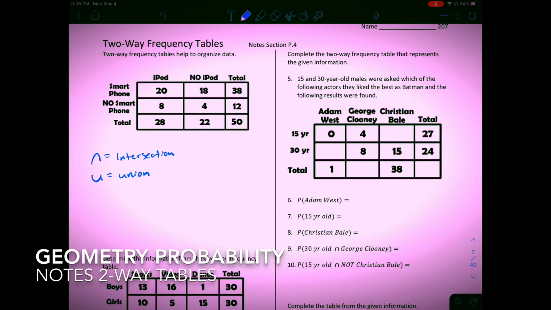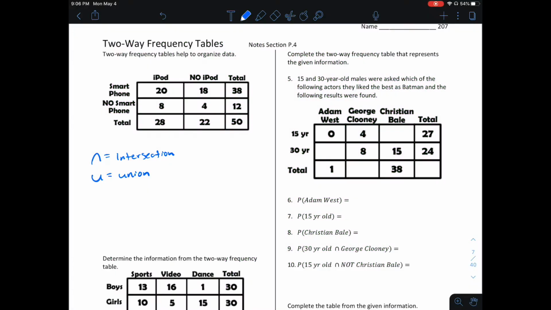This is our fourth section of probability. We're looking at two-way tables. A couple terms that I briefly mentioned, one of these and not the other: the intersection and union. This is a symbol for intersection. This is a symbol for union. Intersection is less inclusive. Union is more inclusive.